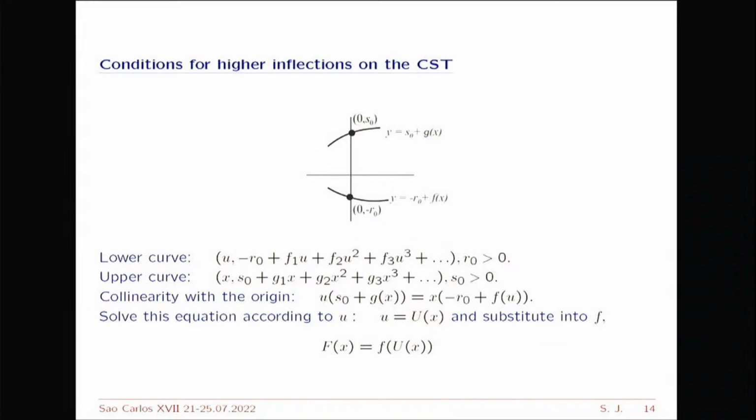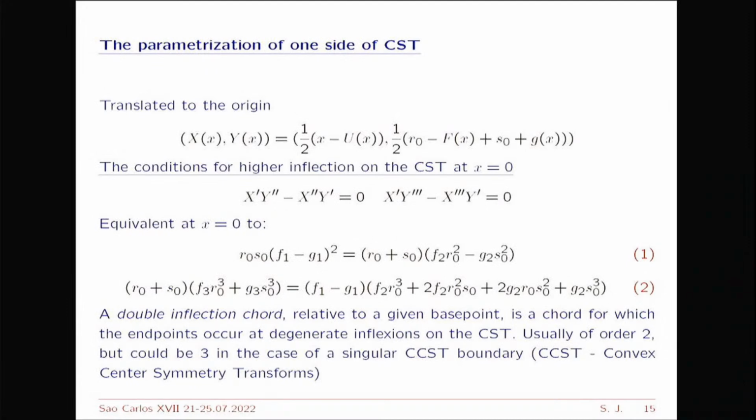So you have to find at this point the condition, which are the 3 points, this and that are collinear. And this is the collinearity condition, it is very important. I solve this equation according to U, and substitute into F, and you get the points of the potential set transform. And these are this equation, and then the conditions for high inflections on this transform at x equals 0.